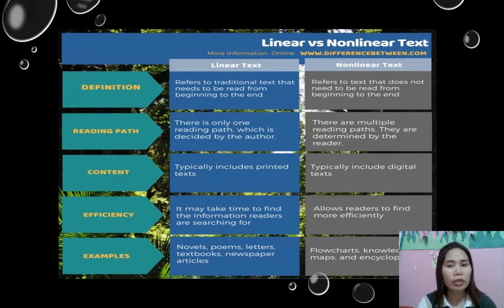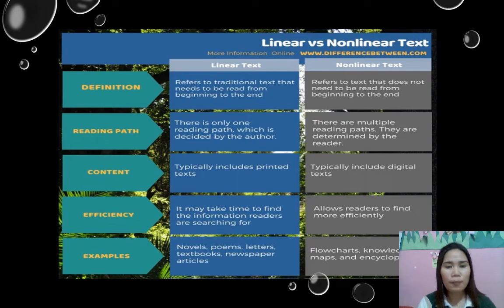That is linear text. While in non-linear text, there are multiple reading paths. They are determined by the reader. It's up to you when to start reading because it uses graphs, lines, and other flowcharts, graphic organizers, something like that. Next, the context. Linear text typically includes printed text, while non-linear text includes digital text. It can be a drawing, a picture, and illustrations. So that is non-linear text.